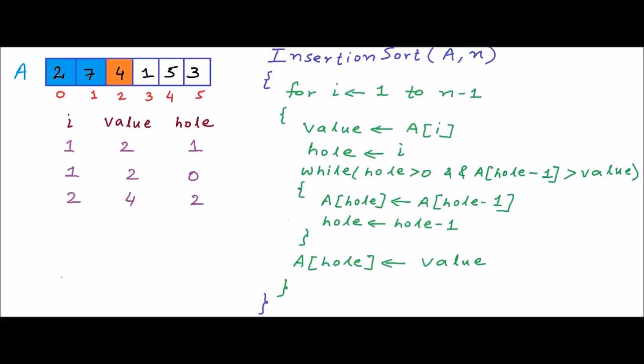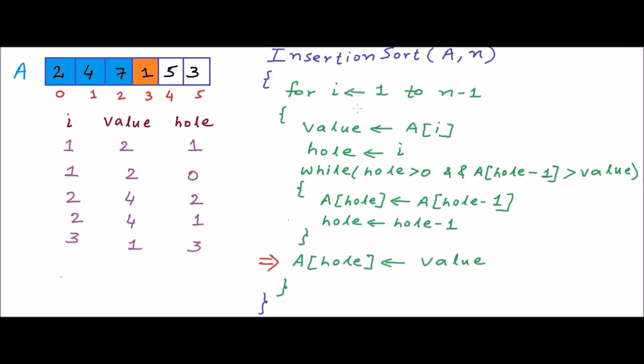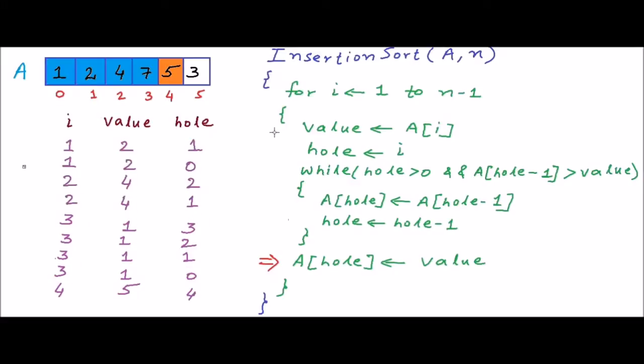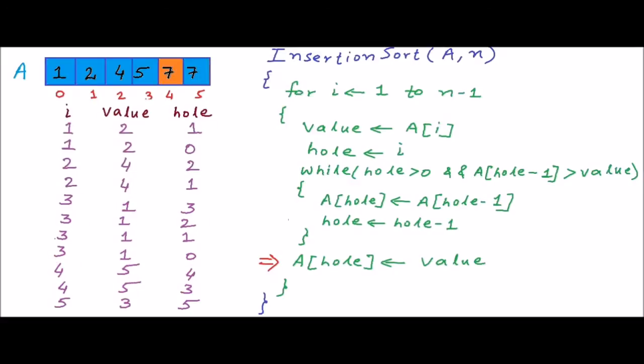7 is greater than 4, so we will shift it and the imaginary hole will go to position 1. And now hole minus 1, which is 2, is not greater than value, so we will come out of the while loop and we will write 4 at this particular position, and we will go on like this. For 1 we will shift all the numbers in the sorted subset. So finally we will have a sorted array.